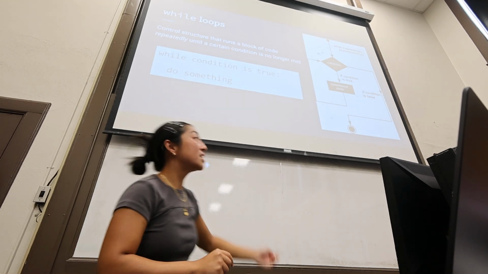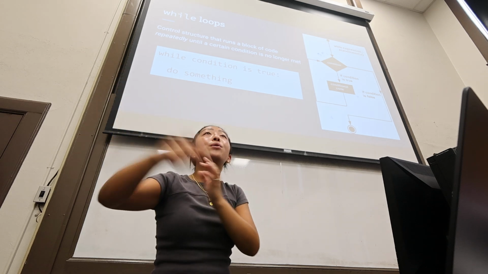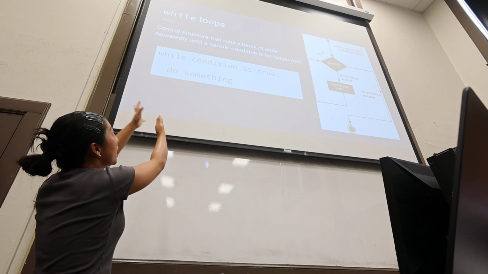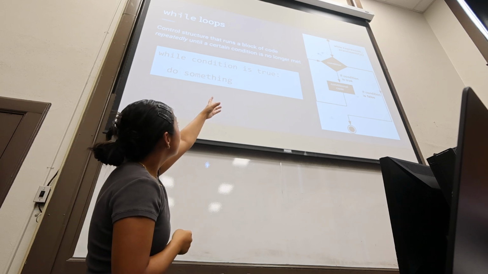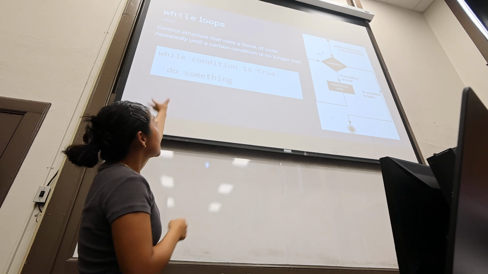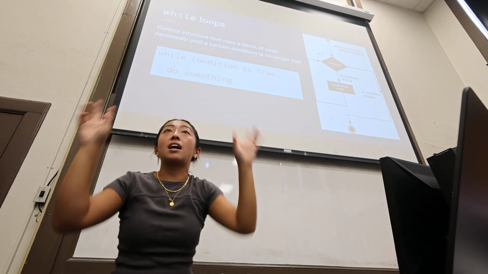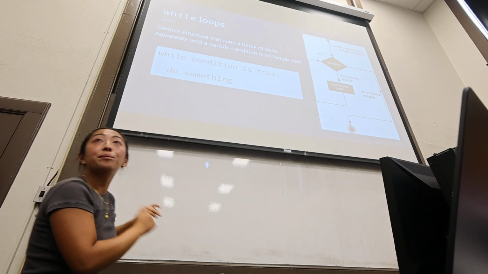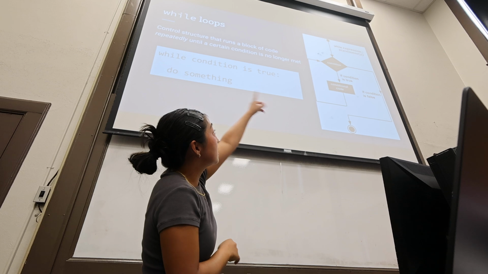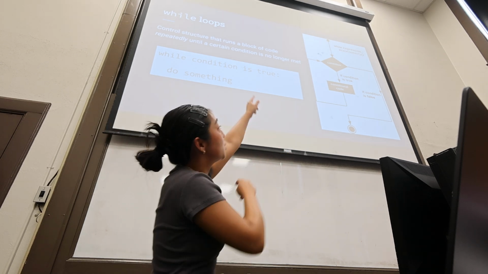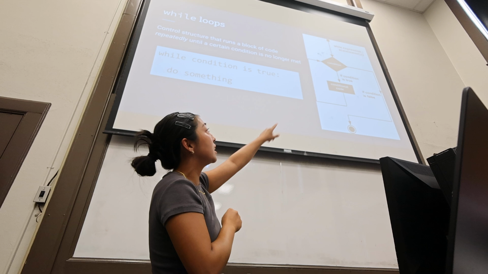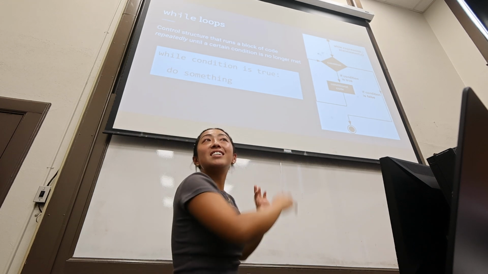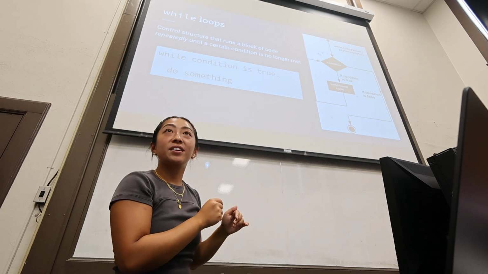Okay, so while loops. They're a control structure that runs a block of code repeatedly until a condition is no longer met. So in general, it's while some condition is true, then do something. Once that condition becomes false, you exit that loop, you go out of that part and then keep going with the rest of the program, right? So you can see in this diagram, while some condition is true, you keep looping. You keep doing that code repeatedly. And then once that condition becomes false, you just keep doing whatever is specified after that loop.